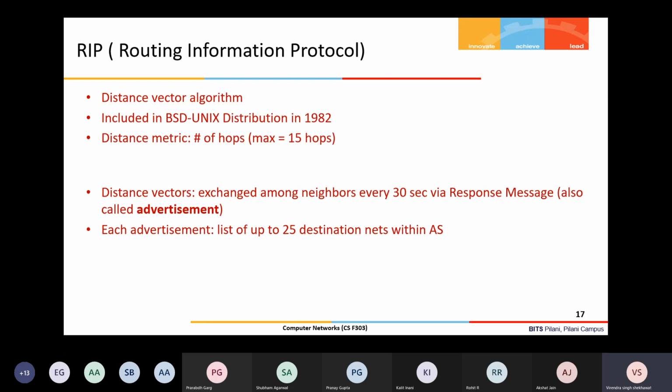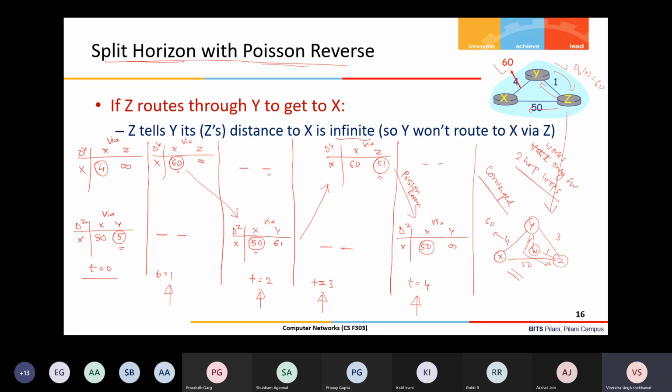This is RIP, the routing information protocol, and the distance metric is the number of hops. The maximum number of hops it allows is 15, as I said, and the per hop cost is 1. That's the way it considers, and that's why the value 16 is used. If somebody says the RIP protocol is used and Poisson reverse is used, then in place of infinity, you can use 16. So 16 is basically infinity.